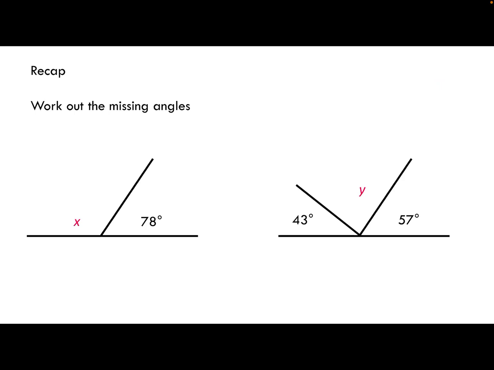So let's recap. Work out these missing angles. Give it your best shot. Remember, our formula is what we know plus what we don't know equals our total. In this case, our total is 180 degrees.